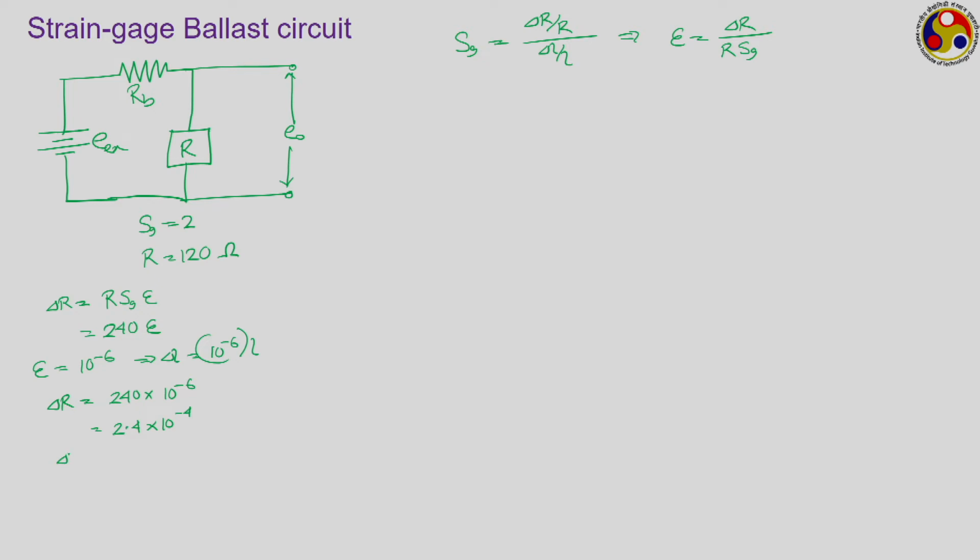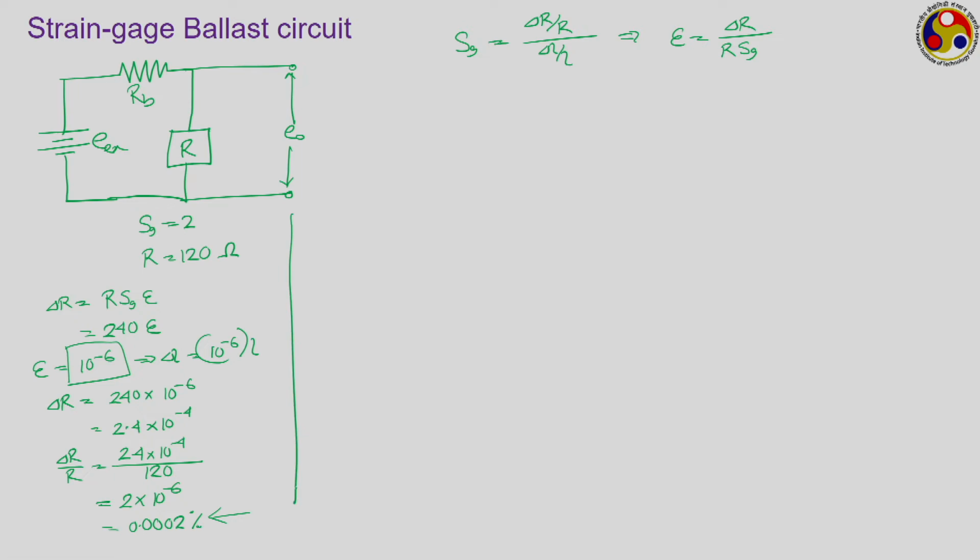If we compare with the original value of the resistance, delta R upon R is 2.4 into 10 to the power minus 4 divided by 120. So, how much is it? We can write this as 2 into 10 to the power minus 6, or if we convert this to percentage, 0.0002%. That is, we are talking about an extremely small change in the value of delta R when you are looking for measurement of strain like this. So, your circuit should be capable of sensing such a small amount of strain, or small change in resistance, I should say. So, let us check the performance of the ballast circuit from this point of view.